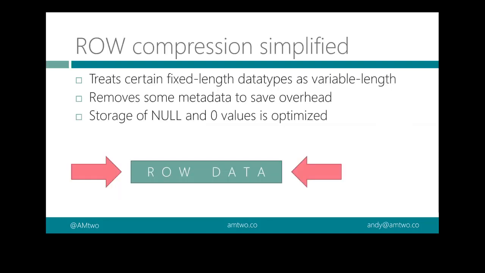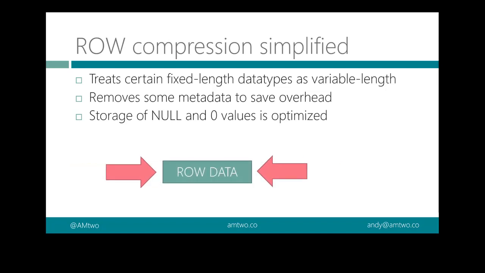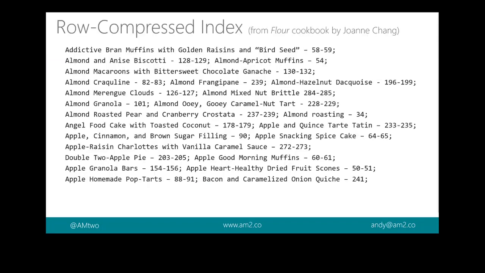Now, if we apply row compression to it, it's going to treat fixed length data types as variable length. It's going to do some stuff around metadata, nulls and zeros to try to optimize how it stores data. But mostly, the first part is the part that you can think about. It treats fixed length data types as variable length, and it smooshes out that stuff to try to fit it into less space. A row compressed index might look more like this.